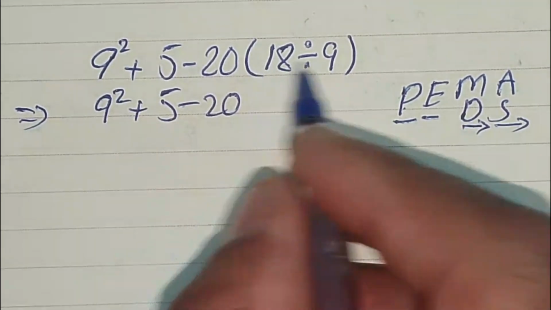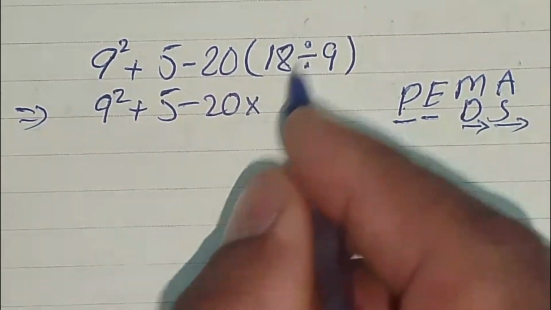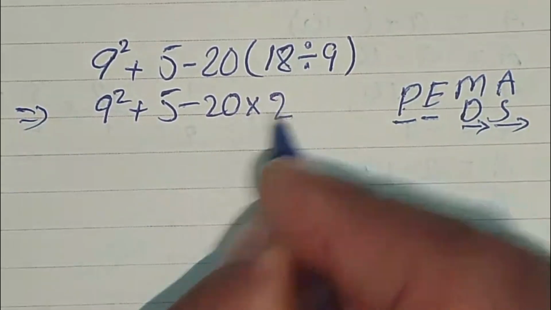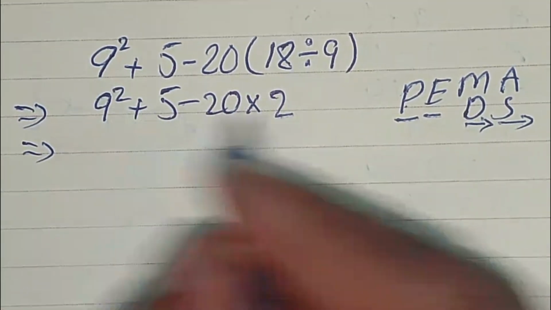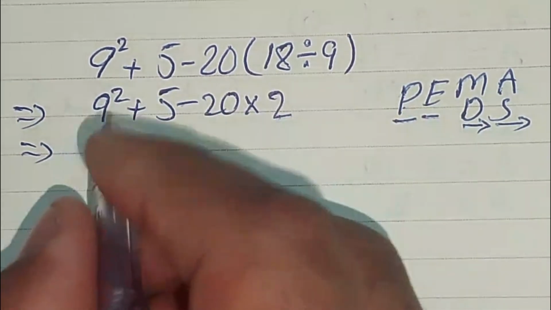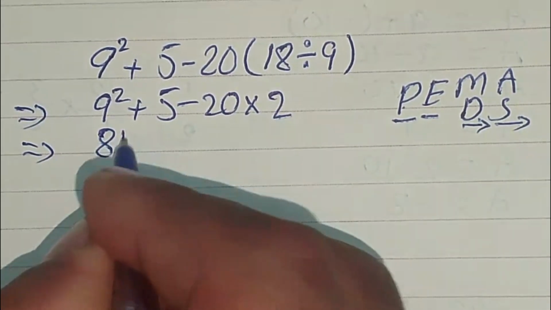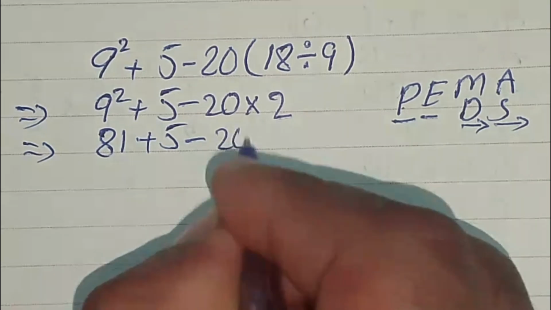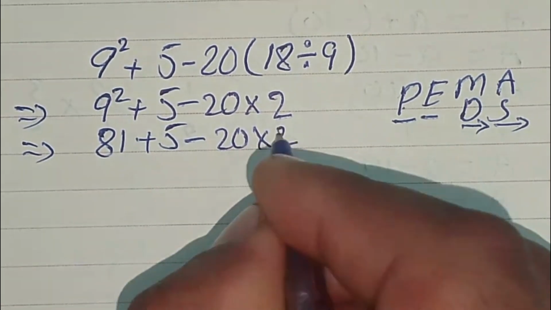So inside of the parenthesis, 18 divided by 9 gives us 2. Now we have one exponent here, so first we solve parenthesis, then exponent. So 9 square gives us 81, plus 5 minus 20 multiplied by 2.